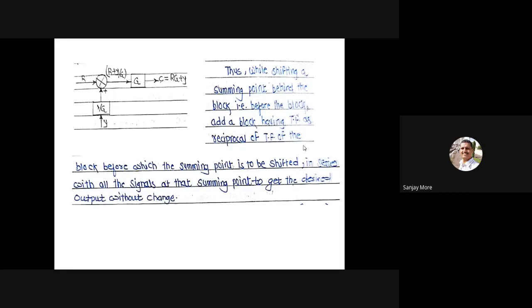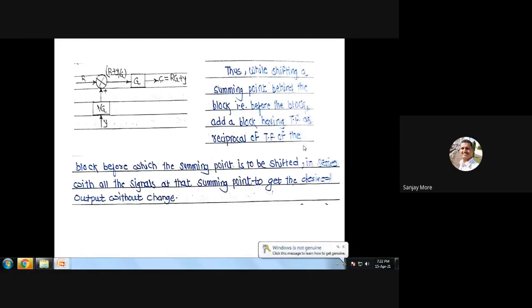Thus, while shifting a summing point behind the block, that is before the block, add a block having a transfer function as the reciprocal of the transfer function of the block beyond which the summing point is to be shifted, in series with all the signals at that summing point, to get the desired output without change.